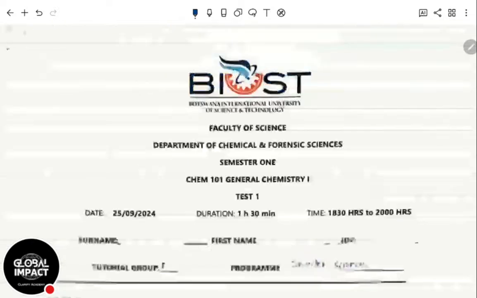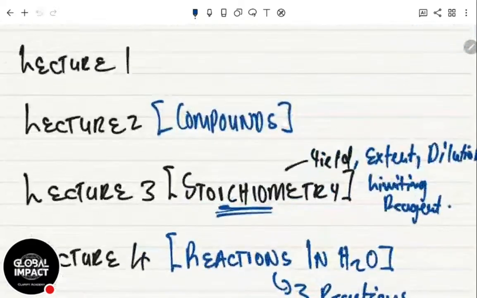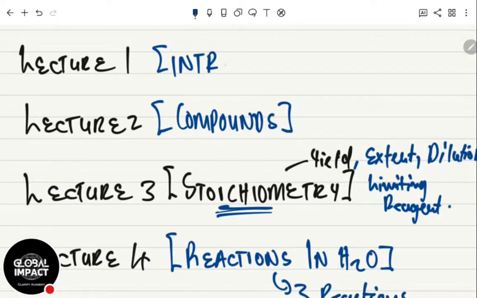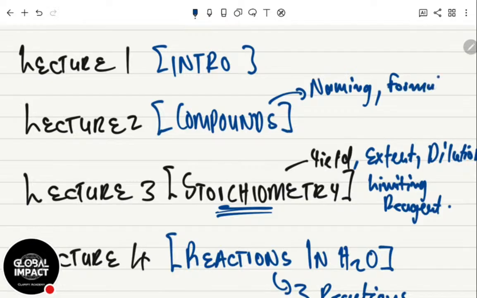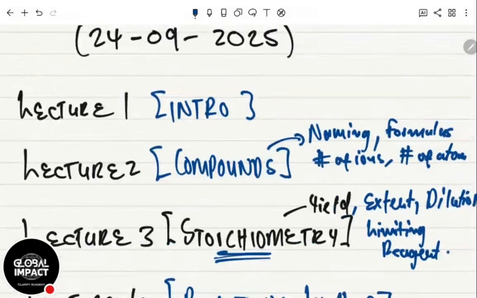We'll go through this past paper and analyze it together, but we have to see these 4 lecture slides. Lecture 1 is an introduction. In compounds, you do naming, then you do formulas. You need to know formulas. Then you are going to find the number of ions, and you should also be able to find the number of atoms when you are given something. We'll see the questions and how it goes. Here in the intro, we need to know quite a few things: the types of errors, what mixtures are, and so on.